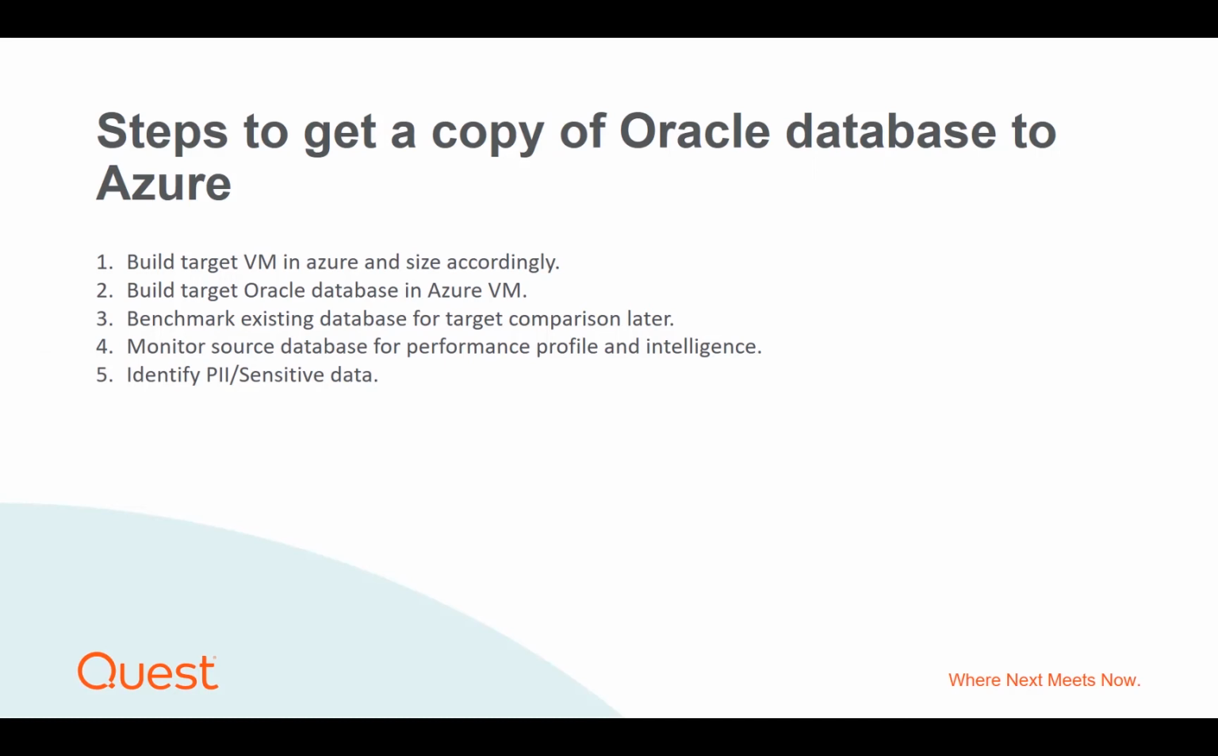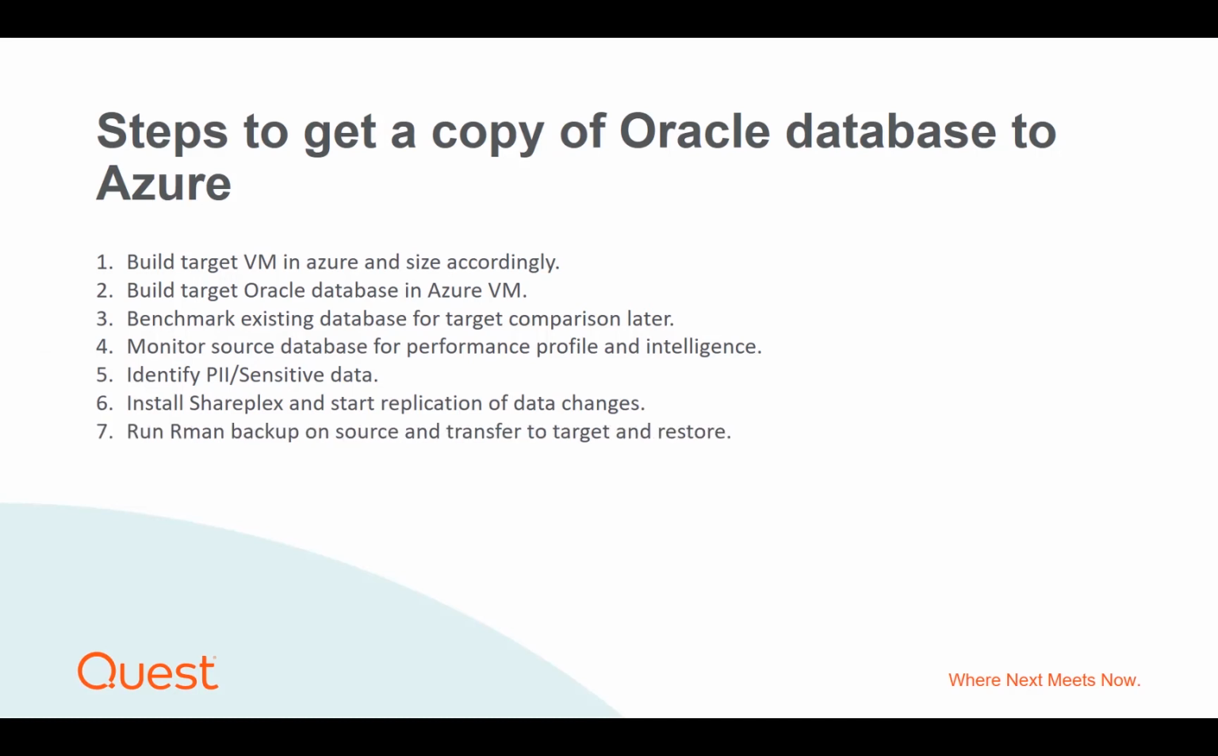Go through that process of identifying where your sensitive data is and decide what you're going to do about it, whether you're going to use Oracle features like redaction or encryption or auditing just to see who has access to that data. And then you can go through the process of installing SharePlex and start the replication of the data changes. You run an RMAN backup on the source, transfer that to the target and restore that backup. And then you allow SharePlex to post those changes and sync the database to a particular point in time.